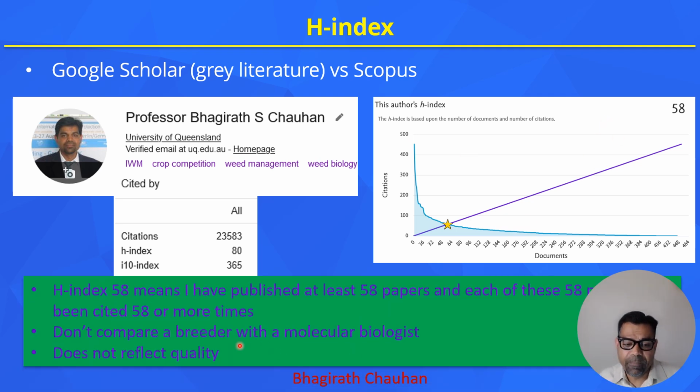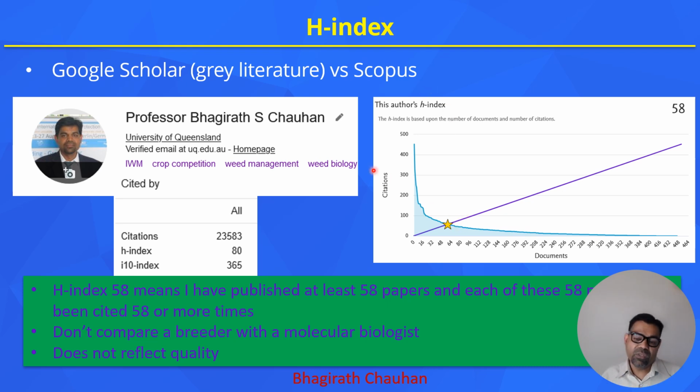But what is the meaning of 58? My H index of 58 means I have published at least 58 papers. So my total papers may be more than 450 or around 500. But what 58 means is that I have published at least 58 papers, and each of these 58 papers has been cited 58 or more times. If you see there, these are the 58 papers on the x-axis, and they were cited at least 58 times on the y-axis. So that's why the H index is 58. If my 80 papers were cited at least 80 times, then my H index would be 80.